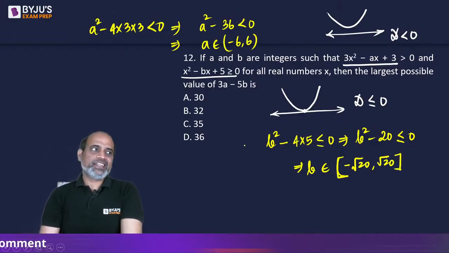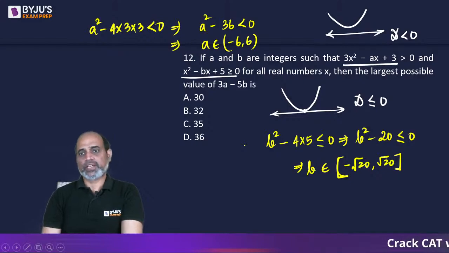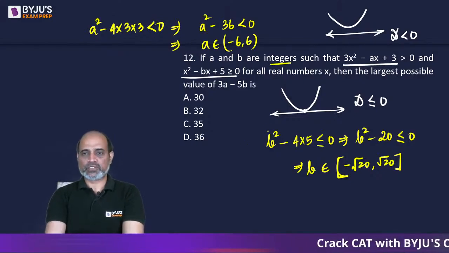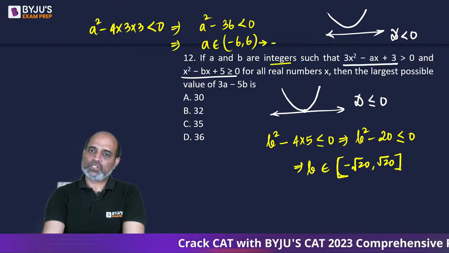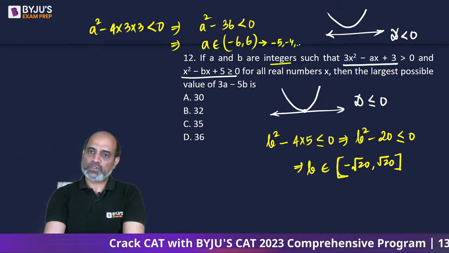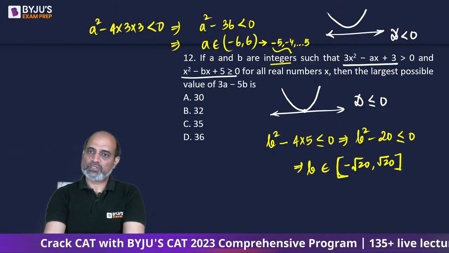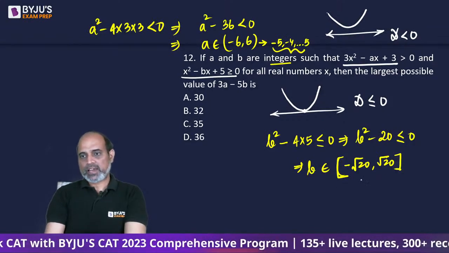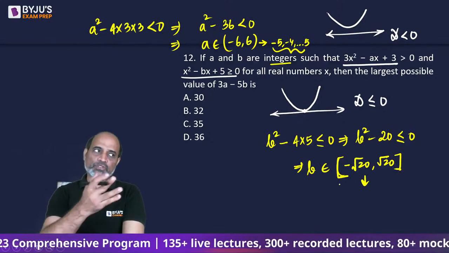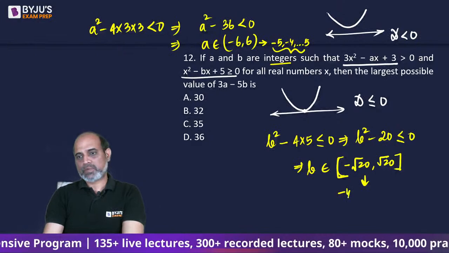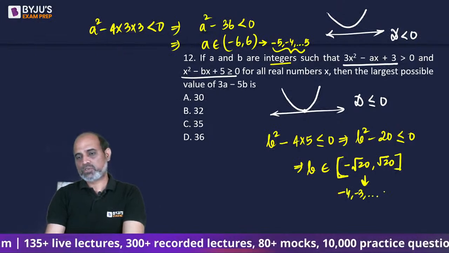Now root 20 is 4 point something, right? And we are talking about integers over here. So a can take values which are minus 5, minus 4 and so on up to 5. These are the values a can take. And similarly, since b is also an integer, b can take values from minus 4 point something, that is minus 4, minus 3 and so on up to 4.